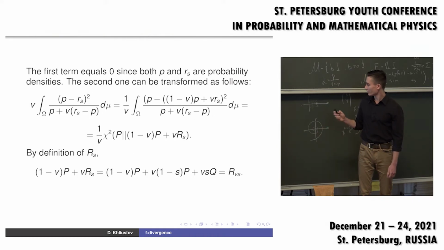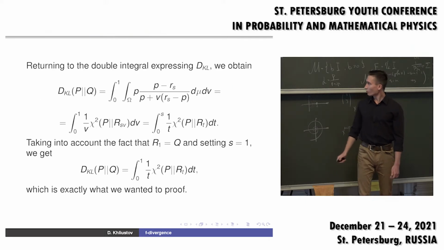Just decompose the inner expression and obtain this. By definition of r sub s, we can rewrite the second argument and obtain another r sub s. And now we can just substitute this into our integral representation, set s equals 1, and obtain exactly the formula which we wanted to prove.